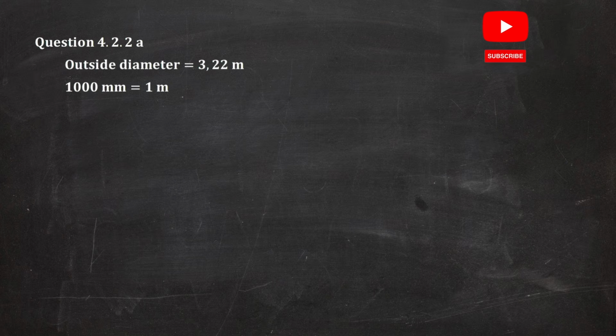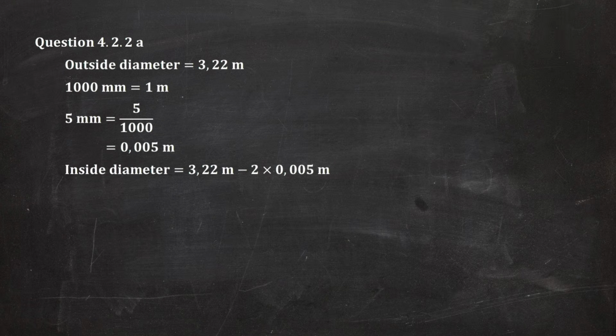You should recall that there are 1000 millimeters in 1 meter, so 5 millimeters equals 5 divided by 1000, and this equals 0,005 meters. Now the inside diameter of the tank is the outside diameter of 3,22 meters minus 2 times the thickness, and this will give you an inside diameter of 3,21 meters.